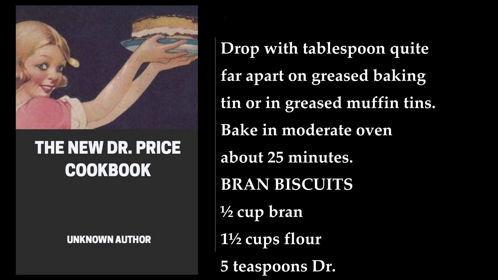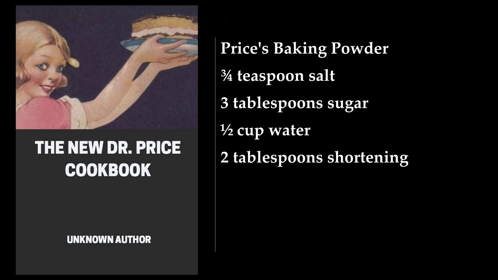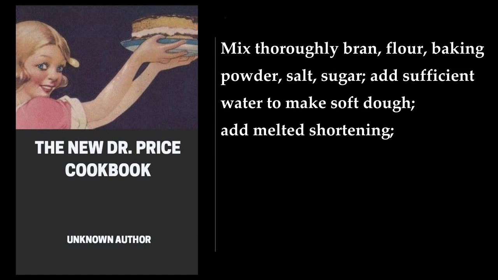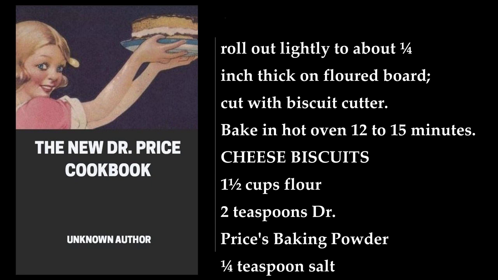Bran biscuits. 1/2 cup bran. 1½ cups flour. 5 teaspoons dry Price's baking powder. 3/4 teaspoon salt. 3 tablespoons sugar. 1/2 cup water. 2 tablespoons shortening. Mix thoroughly bran, flour, baking powder, salt, sugar, add sufficient water to make soft dough, add melted shortening. Roll out lightly to about 1/4 inch thick on floured board, cut with biscuit cutter. Bake in hot oven 12 to 15 minutes.